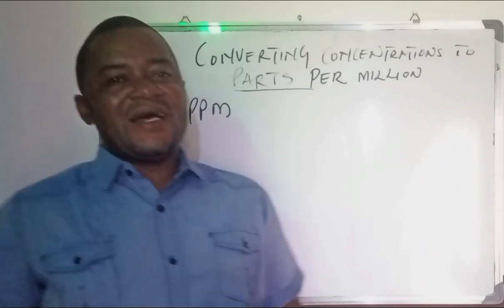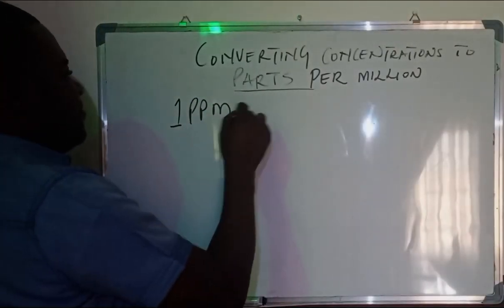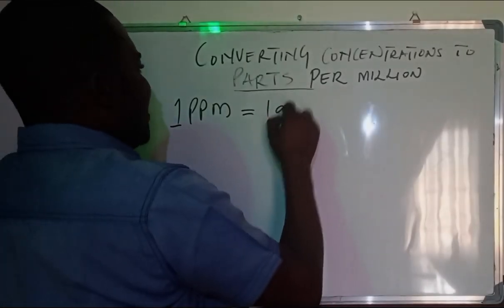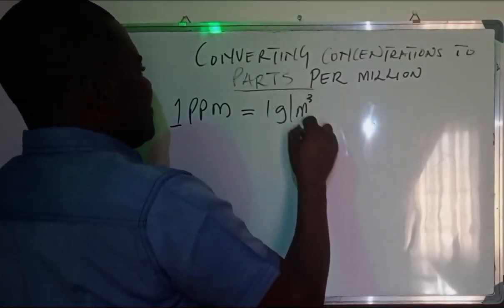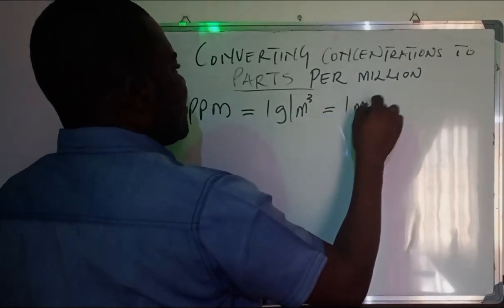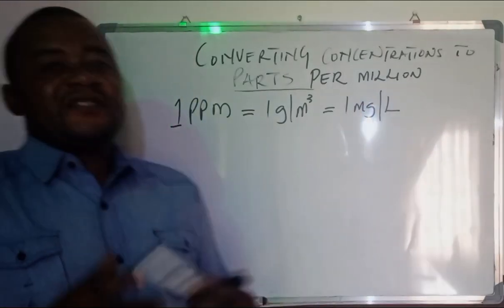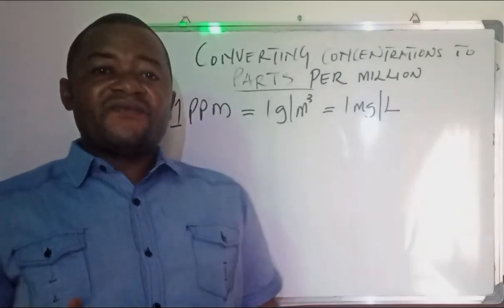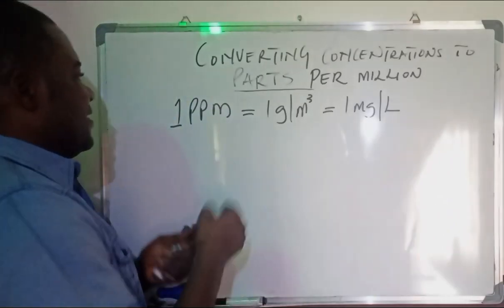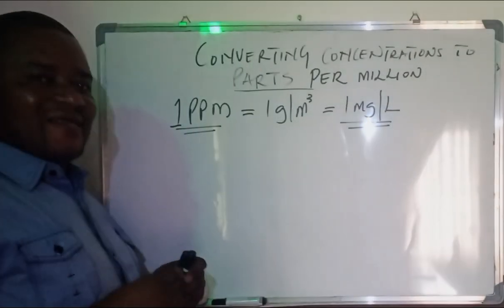Now, having understood that, it's important for us to know that mathematically 1 part per million is equal to 1 gram per cubic meter, and it is the same thing as what? 1 milligram per liter. That means that at any point in time you have to do a conversion from another concentration to parts per million, you must understand that part per million is equivalent to milligram per liter.